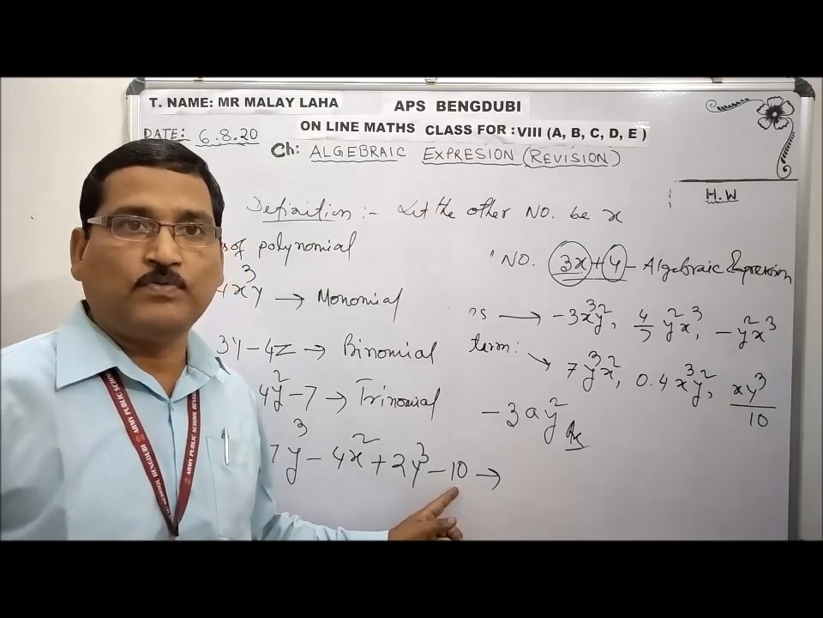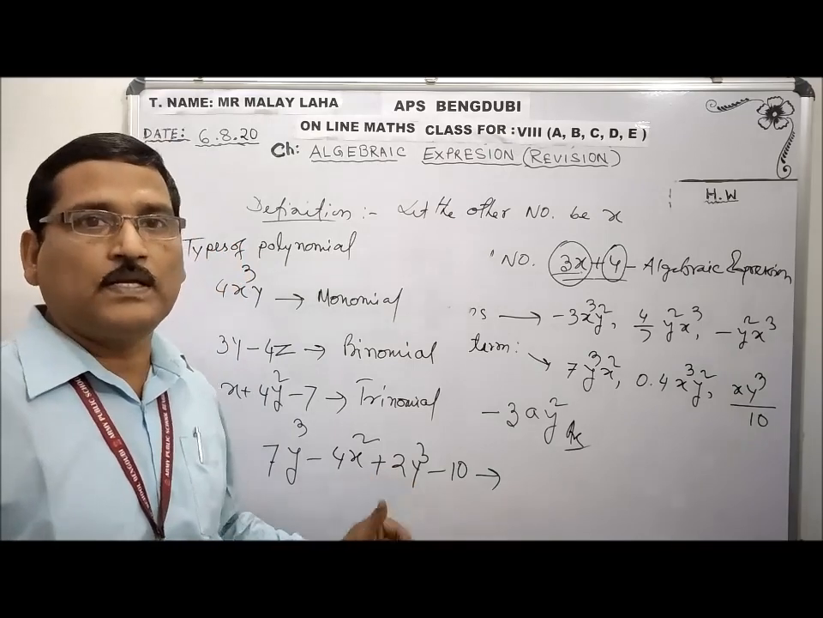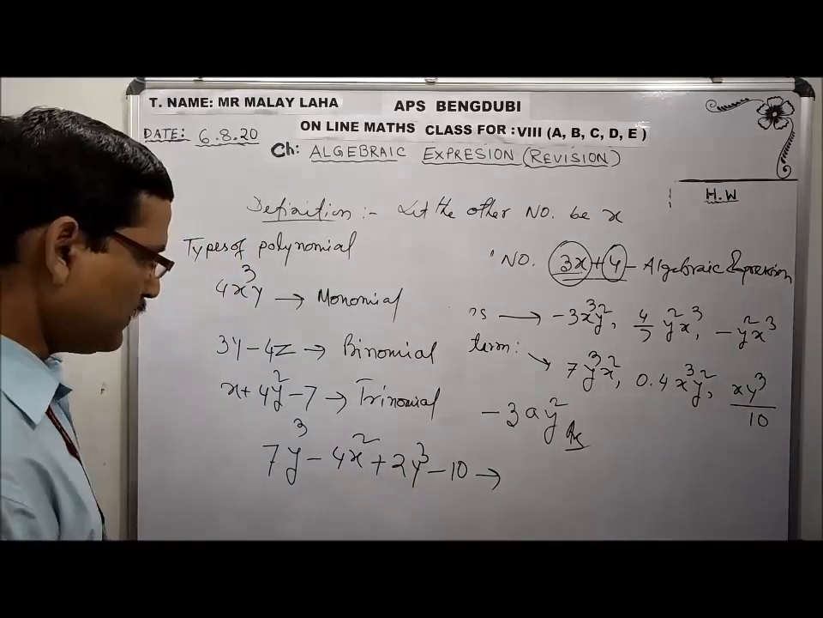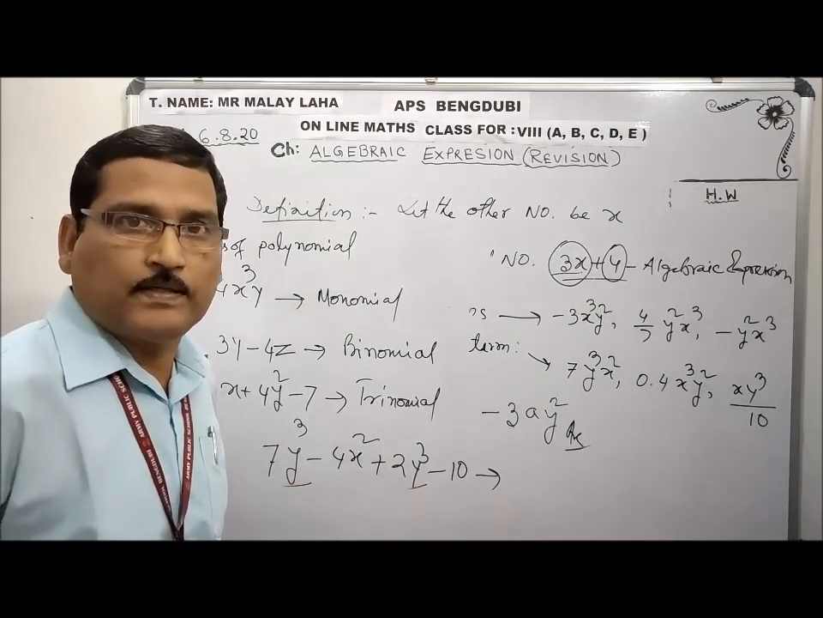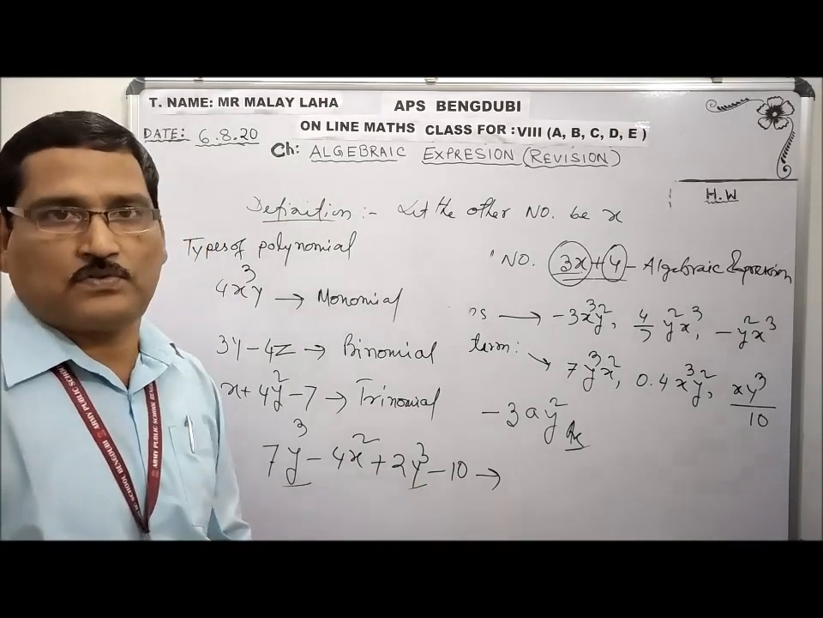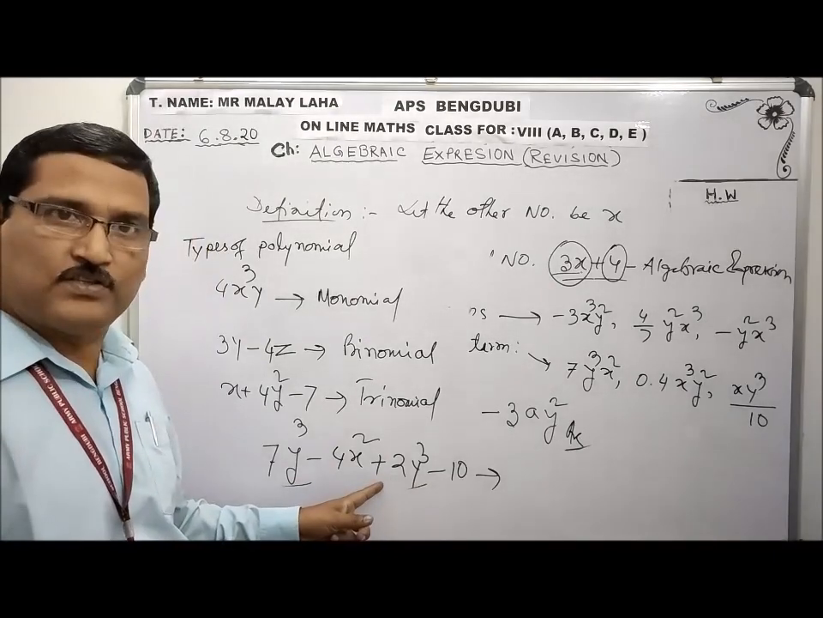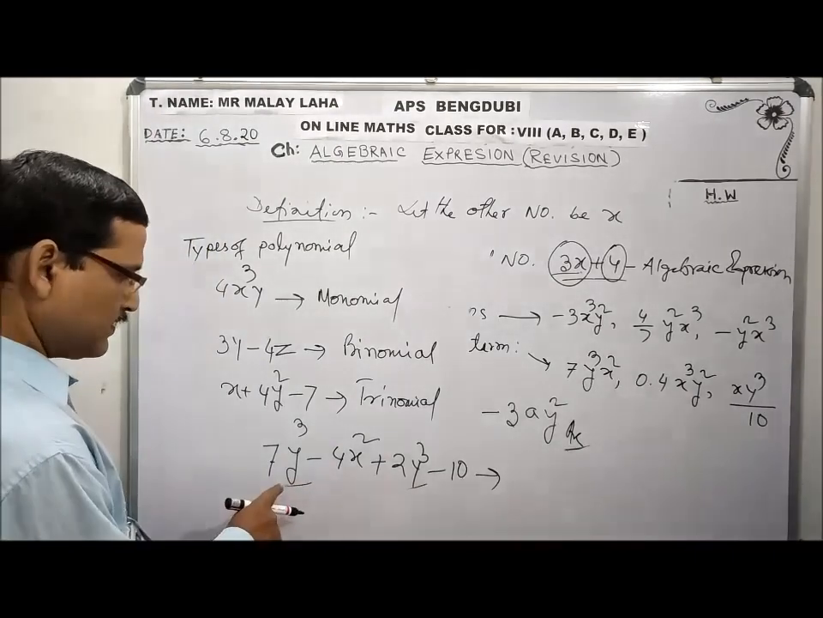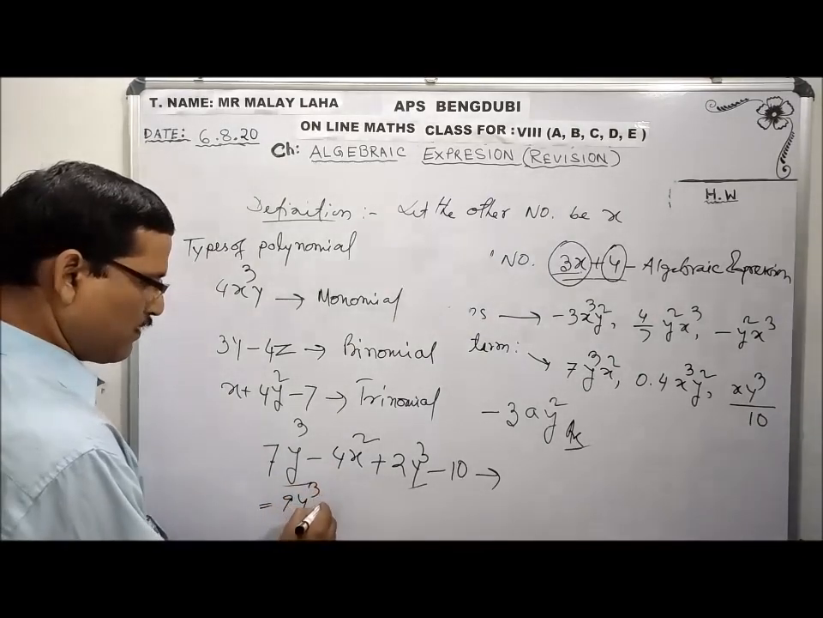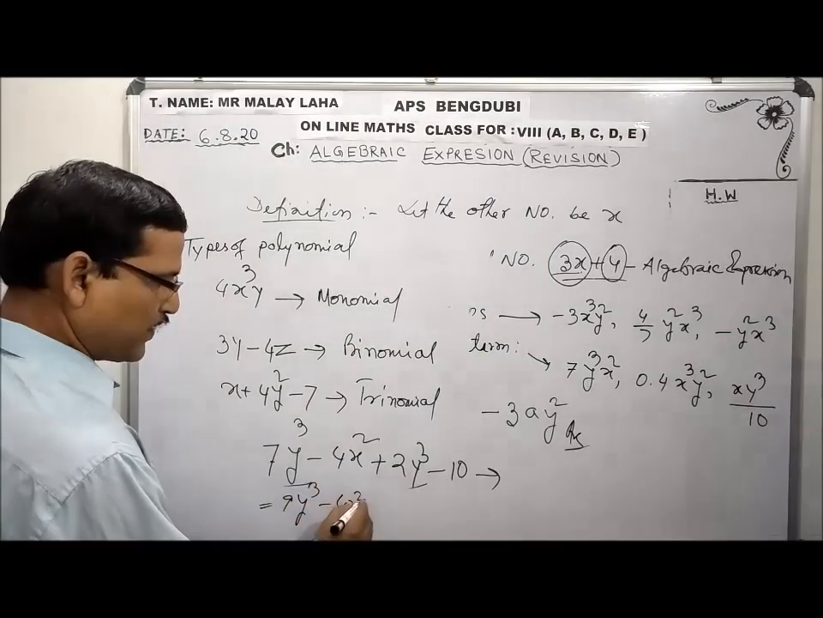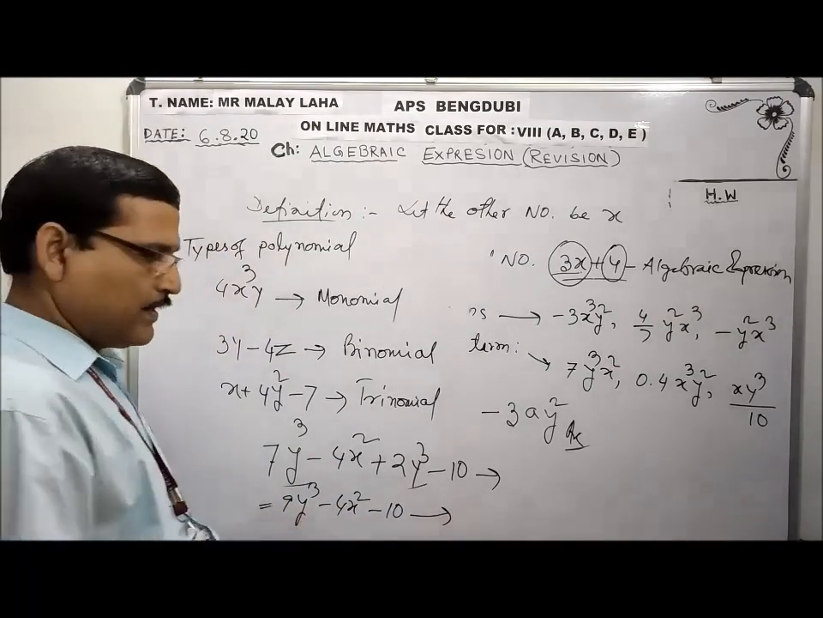Before answering you have to see whatever the terms are there. Are any terms like terms? You see here 2y cube and 7y cube. They are like terms. You have to reduce, either by adding or subtracting. In this case it is addition. So 2 and 7, if I add, it will be 9y cube minus 4x square minus 10. After that you write down, okay, it is a trinomial.